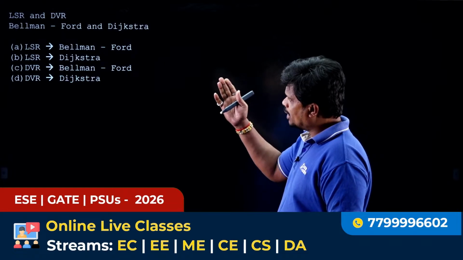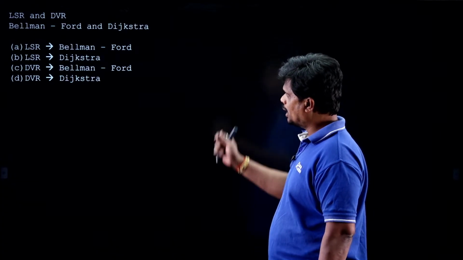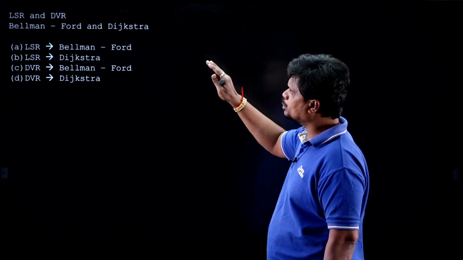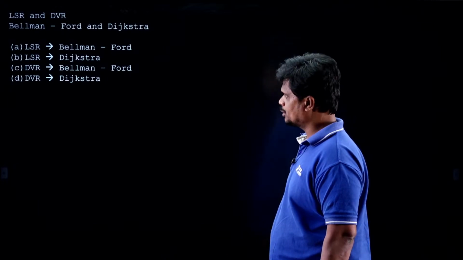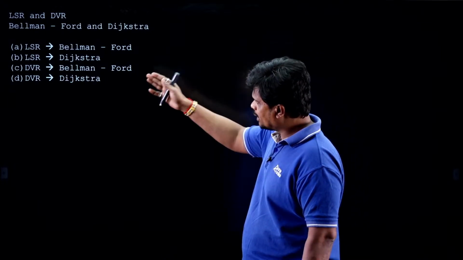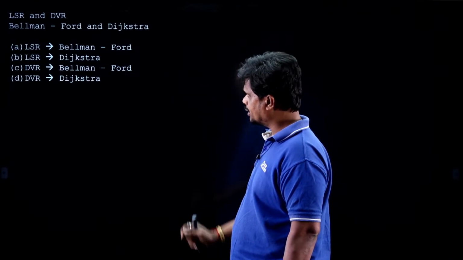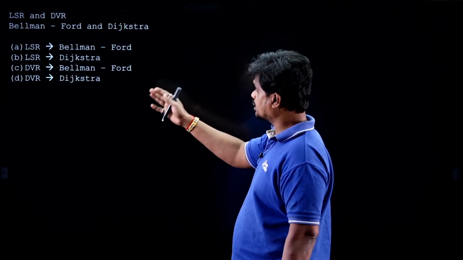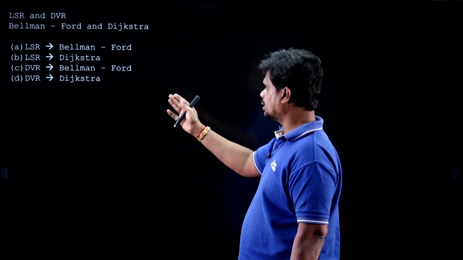There is a link state routing algorithm and a distance vector routing algorithm, and the link state routing algorithm and distance vector routing algorithm need to be compared with Bellman-Ford algorithm as well as Dijkstra's algorithm. So option A, it is given LSR is using Bellman-Ford, option B, LSR is using Dijkstra, option C, distance vector is using Bellman-Ford, and option D, distance vector is using Dijkstra.